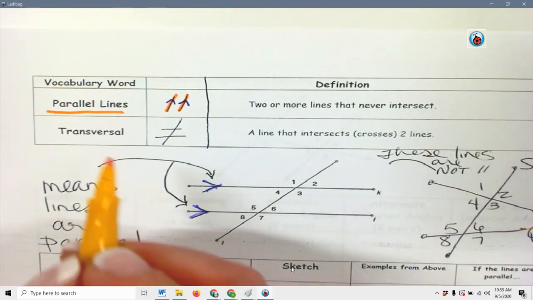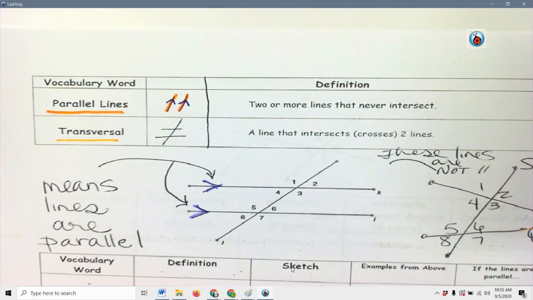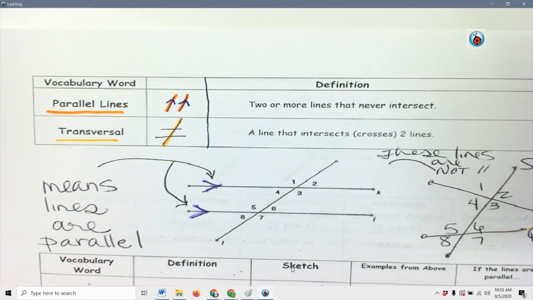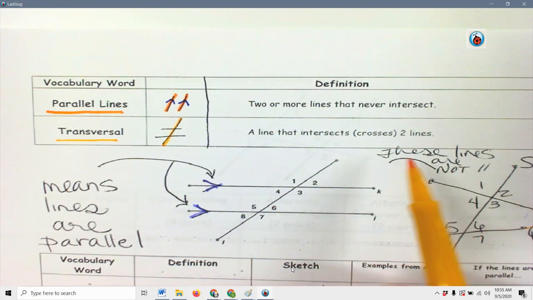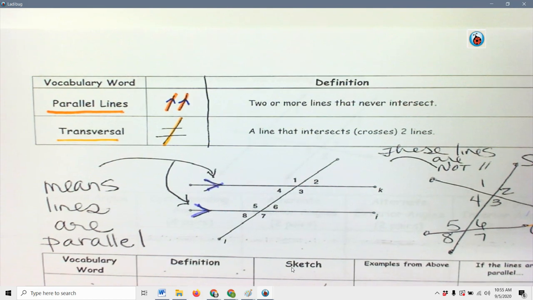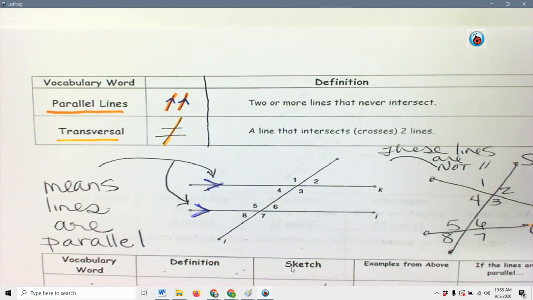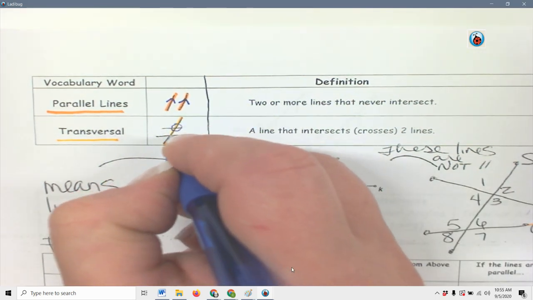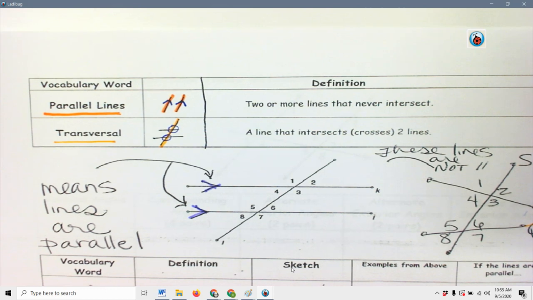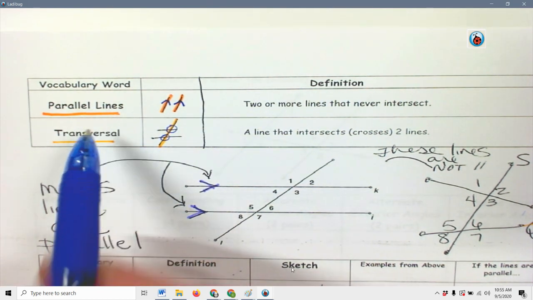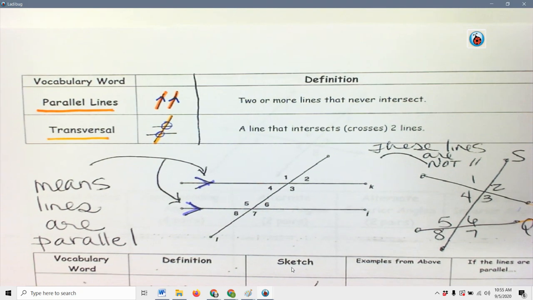The other definition that I want you guys to be really familiar with is transversal. And here's two lines. When we have a line that passes through two other lines, we call that a transversal. Okay, that line intersects or crosses two other lines. And whenever it does, it's going to create intersections that have 4 angles each. All right, so parallel lines and transversal, more vocabulary.